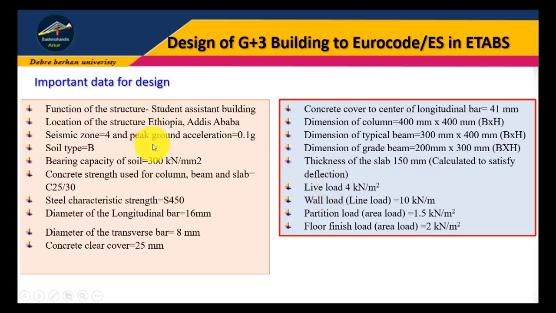Live load in the classification ስለዚህ 4 kilonewton per meter square ተጠቅመናል። Wall load or the partition load that rests on the beam, which means line load, 10 kilonewton per meter. Okay, partition load, which means area load, equals 1.5 kilonewton per meter square. Okay, we have to know the difference between the line load and area load.